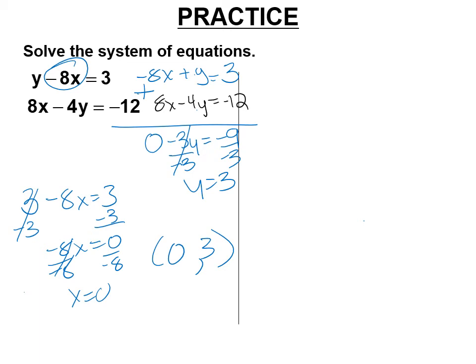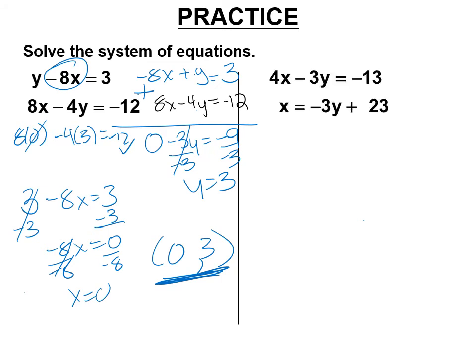0, 3. Interesting. If I'm unsure of that, I double check my work. I can put it in the top. 8 times 0, the x-coordinate is 0. Minus 4 times 3 is negative 12. That equals negative 12. It makes both equations true. It's the one point where they intersect. That solution is where the lines cross, the only ordered pair that makes both equations true.